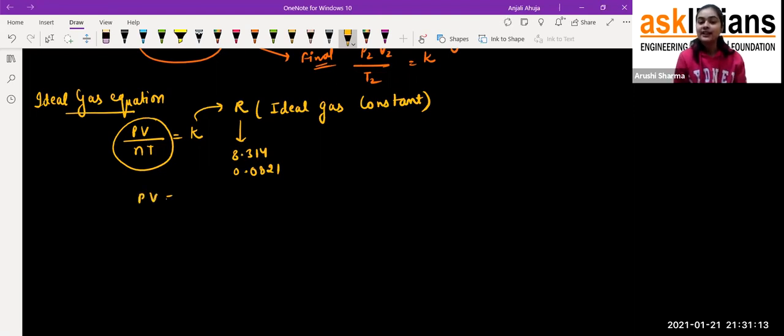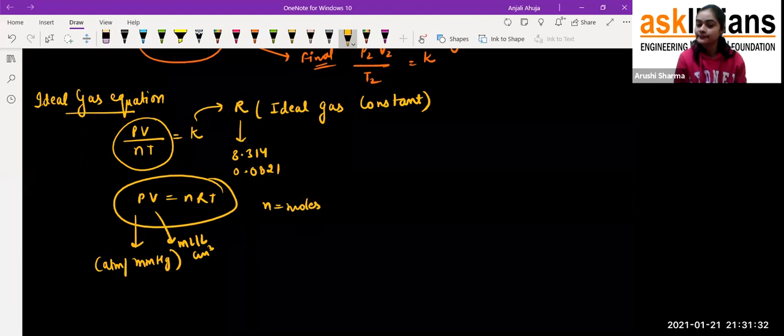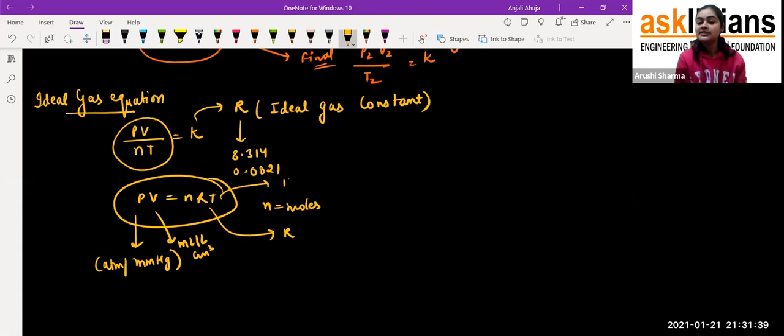So PV equals nRT is the ideal gas equation. P is for pressure. Pressure can be in any unit, like atmosphere, or mm of Hg can be used. Volume is in mL or L, or it could be centimeter cube as well. n, the number of moles, is present in moles only. R, depending upon the units of all of these terms, we use the R unit. T must be in Kelvin. So T is always in Kelvin in this ideal gas equation.